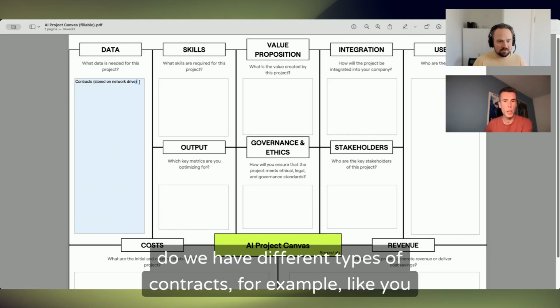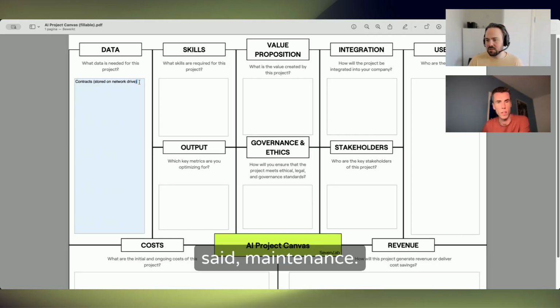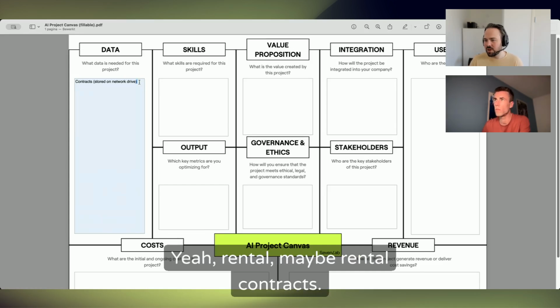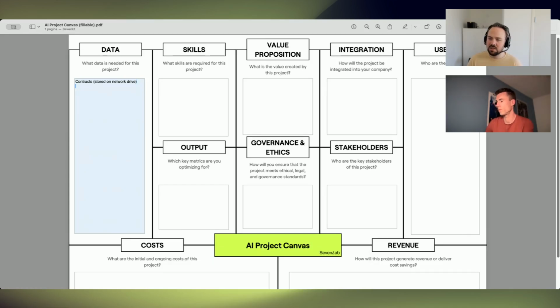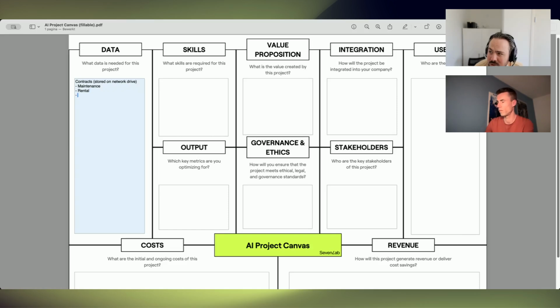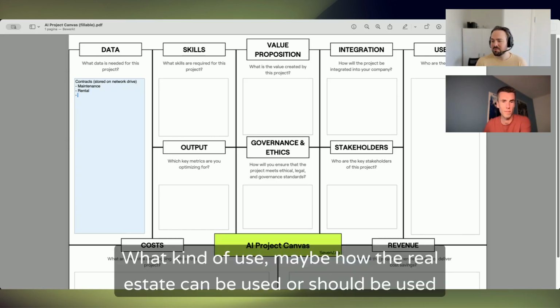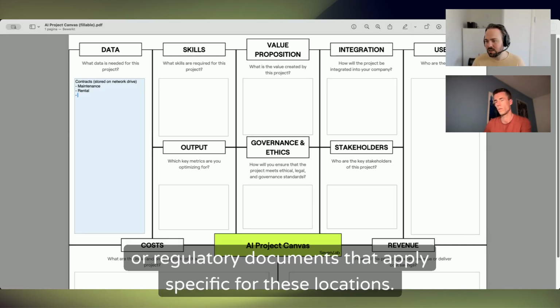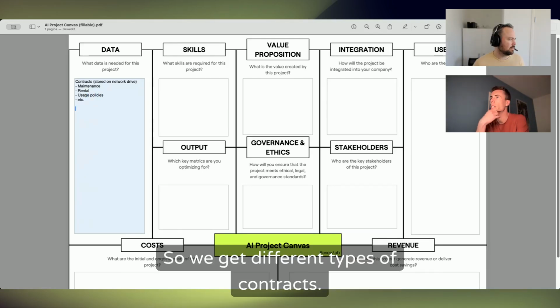Do we have different types of contracts, for example, like you said, maintenance? Yeah, maybe rental contracts. Everything you would need to run a specific location. Maybe how the real estate can be used or should be used, or regulatory documents that apply specifically to these locations. So we get different types of contracts.